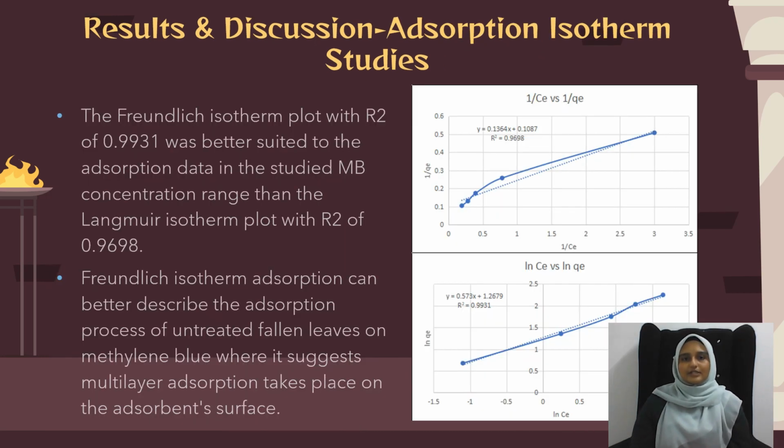Results and discussion: adsorption isotherm. Based on the linear regression coefficient, the R squared, the Freundlich isotherm plot with R squared of 0.99 was better suited to the adsorption data in the studied MB concentration range compared to the Langmuir isotherm plot with R squared of 0.9698. This shows that the Freundlich adsorption isotherm can better describe the adsorption process of untreated pandan leaves on methylene blue, where it suggests multi-layer adsorption takes place on the adsorbent surface.